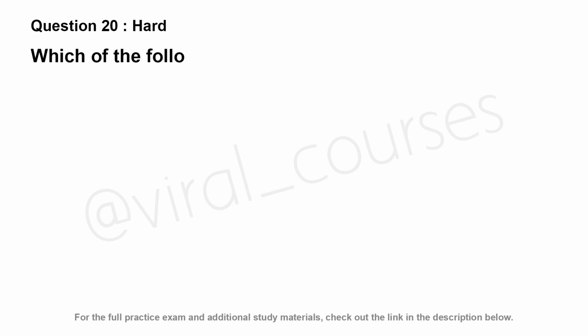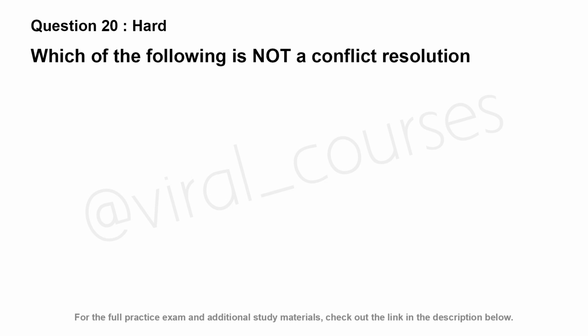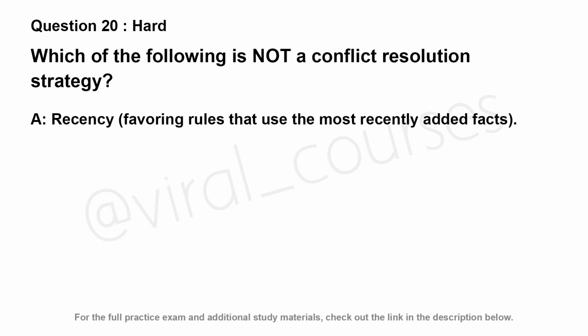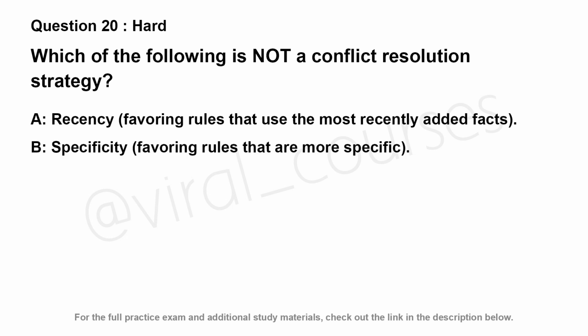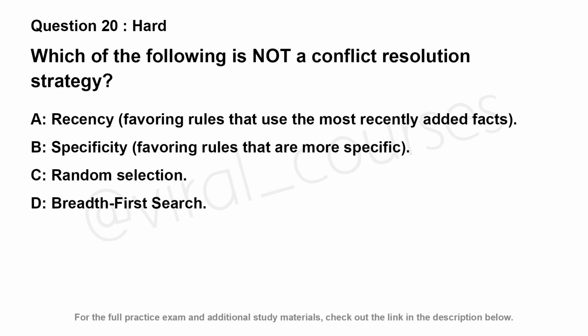Which of the following is not a conflict resolution strategy? Option A, recency, favoring rules that use the most recently added facts. Option B, specificity, favoring rules that are more specific. Option C, random selection. Option D, breadth first search.